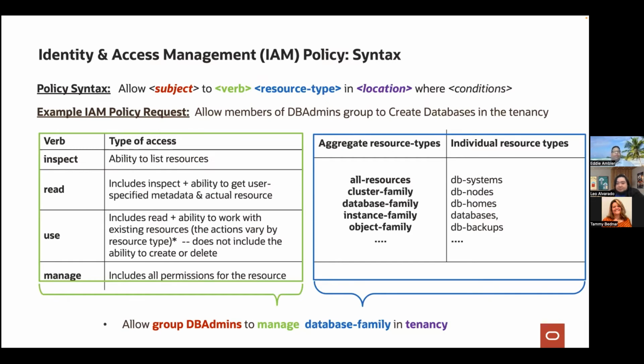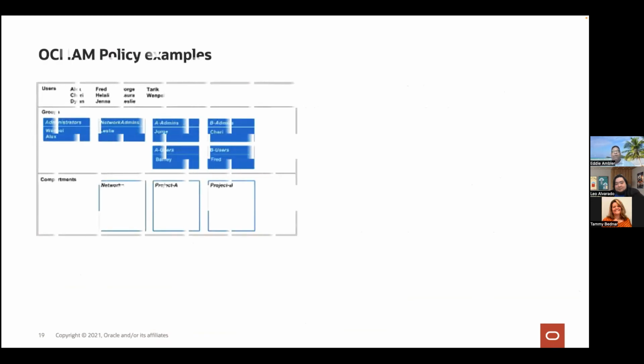Wow, hey, that actually breaks down really well. So hopefully the takeaway is that this reads like really simple English, right? Yes. I read that and I can tell exactly what it says. Allow a group of DB admins to manage database family in tenancy. I love it. So again, remember to come back to this slide to get your bearings. But you can be very detailed, similar to the SQL language that you're probably used to writing. So let's go through some more policy examples. Leo, can you walk us through again? Just maybe a couple more examples here.